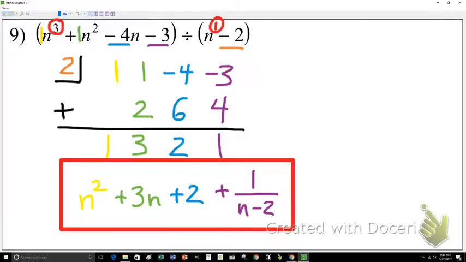Let's go ahead and do the same problem now, but with long division. Alright, so doing long division on this, I'm going to go ahead and place my trinomial.